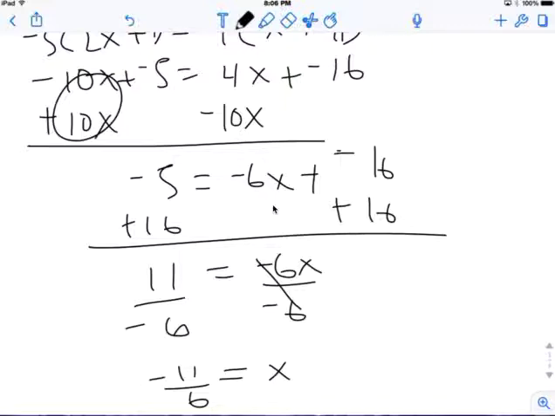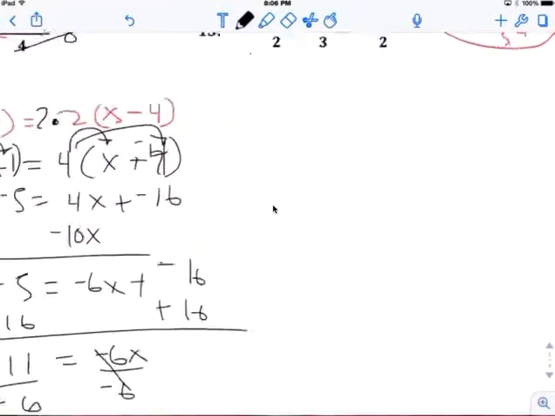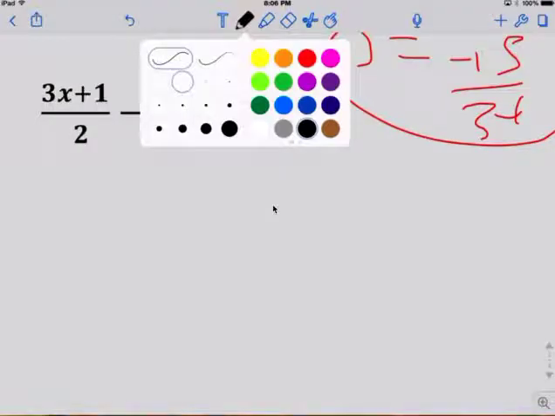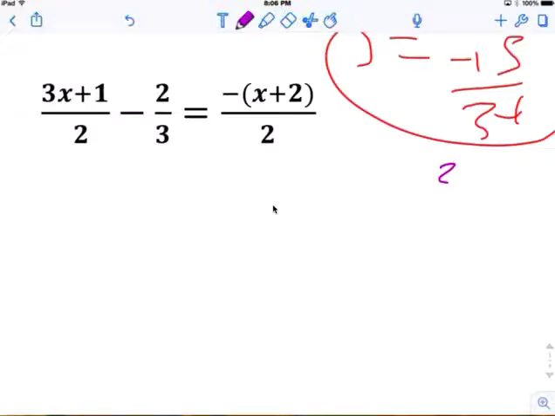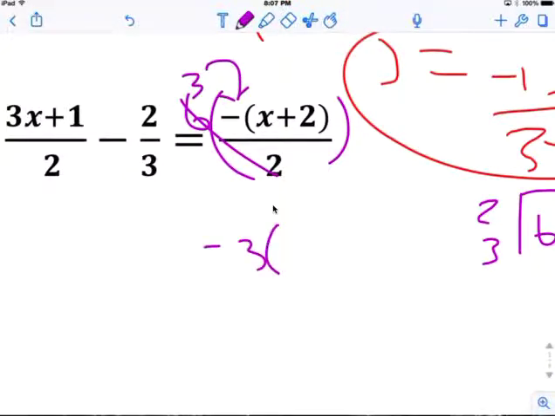Cannot be reduced. Negative, okay? So same thing here. Least common denominator is 6. 2 and 3, least common denominator is 6. Okay, times this by 6. Cross cancel, you get 3. 3 times this negative, you get negative 3x plus 2. Times this by 6. Additive inverse.